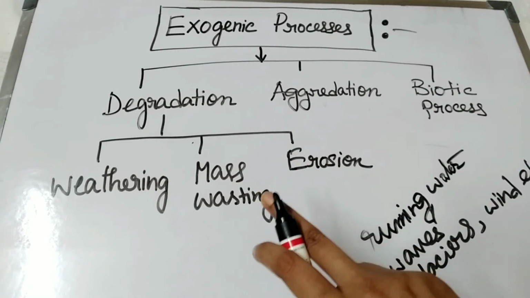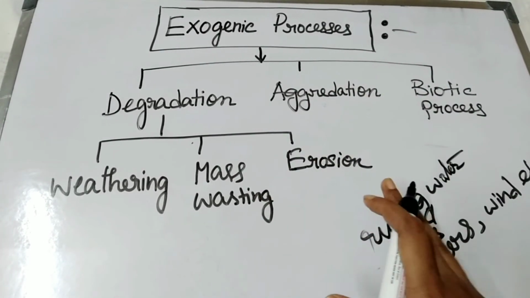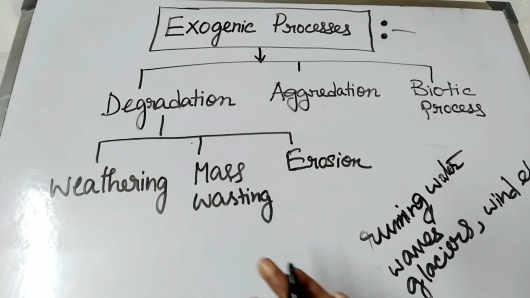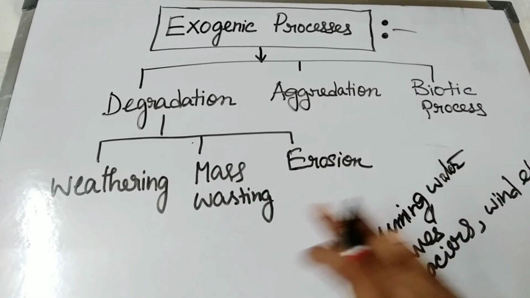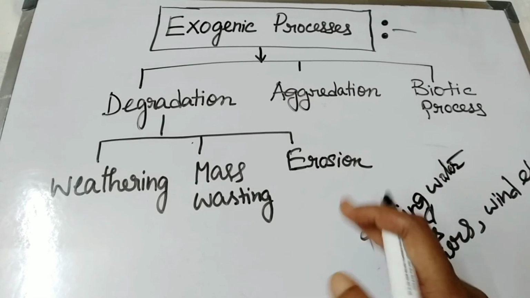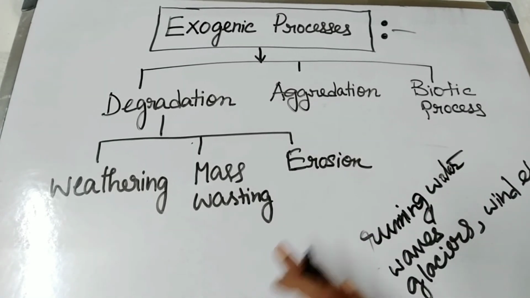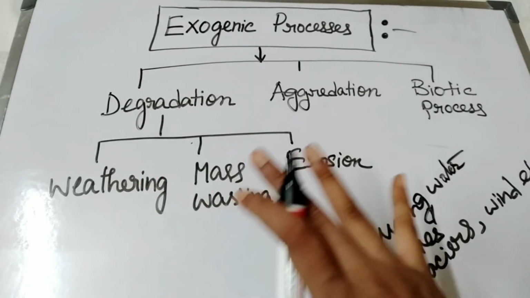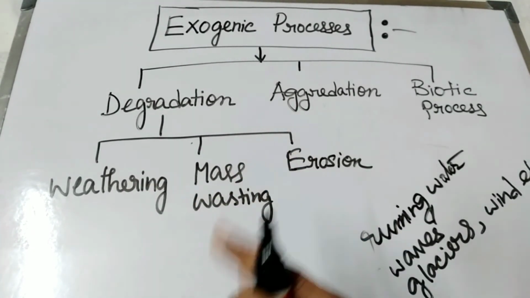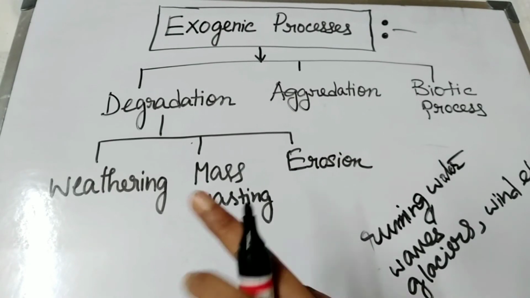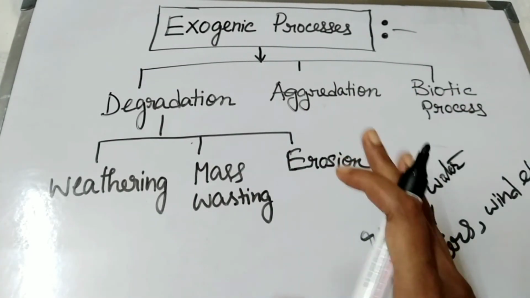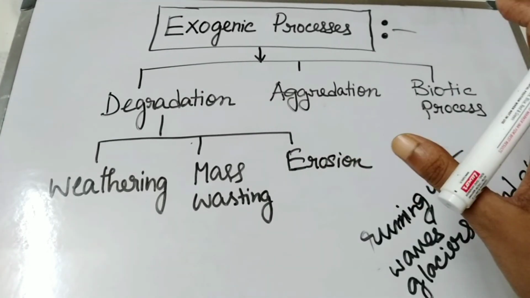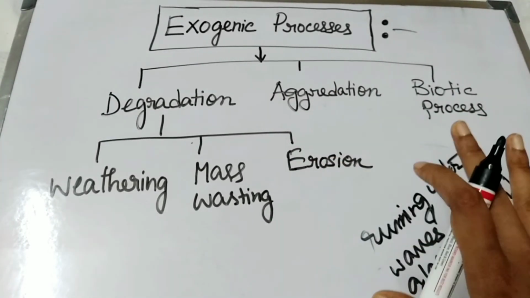External forces or exogenic processes are divided into three parts: degradation, aggradation and biotic process. Degradation means lowering or flattening of the earth's surface. It has three parts: weathering, mass wasting, and erosion. Weathering means the disintegration or decomposition of rocks. Mass wasting means movement of the weathered material by gravity. And the last one, erosion, means wearing away of portions of the earth's surface and removal of the materials.